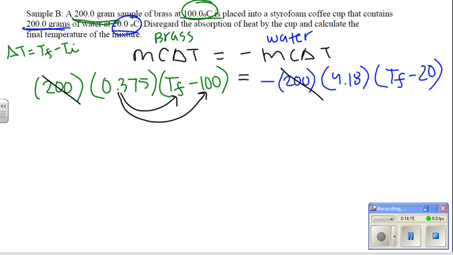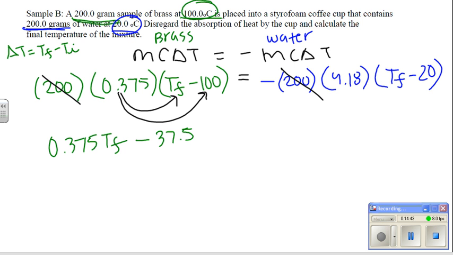Okay, so 0.375 times TF gives me 0.375 TF. 0.375 TF times negative 100 gives me negative 37.5. Okay, so on the left side, I have 0.375 TF minus 37.5.